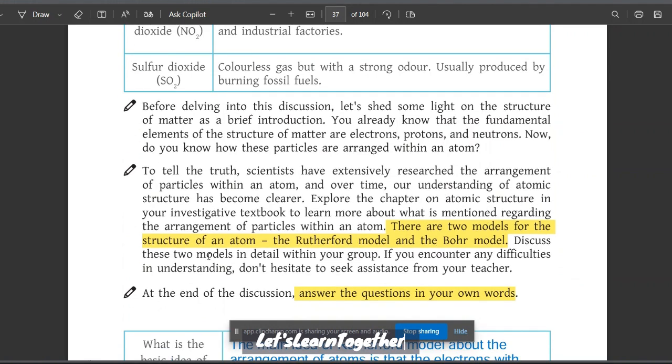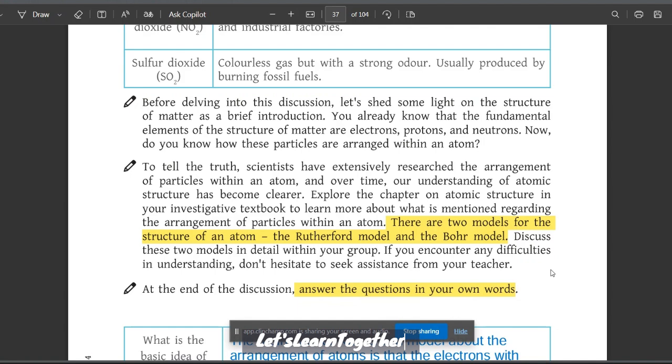There are two models for the structure of an atom: the Rutherford model and the Bohr model. Discuss these two models in detail with your group. If you encounter any difficulties in understanding, don't hesitate to seek assistance from your teacher. That means in your investigative study book, you have come to know about the two atomic models. Okay, what is an atomic model basically? An atomic model is a representation of how the particles of an atom are structured, or in what sort of arrangement they are in any atom. Okay, this is an atomic model.